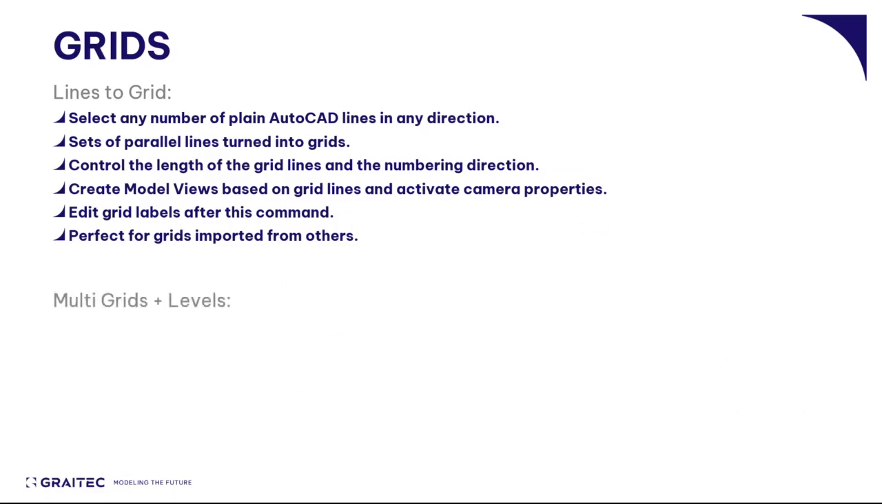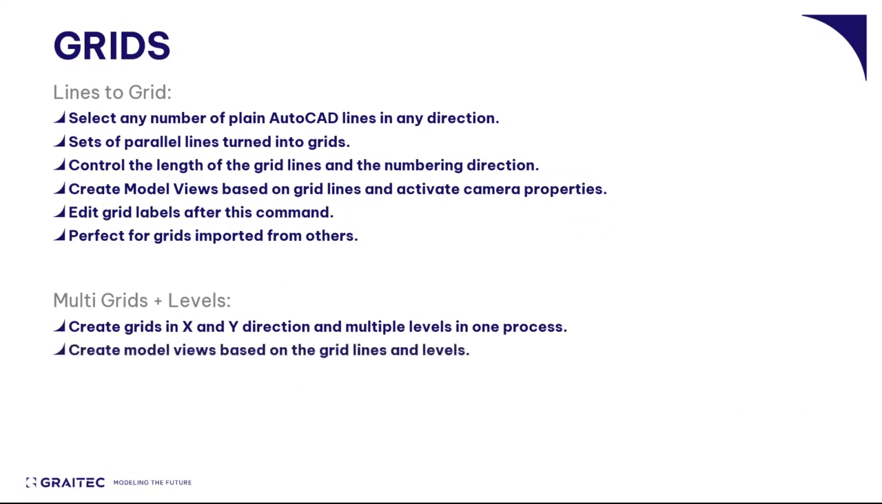The other command we looked at was the multi-grids and levels. And this one's great if you know the dimensions and things or you haven't got anything to inherit. This creates grids in the X, Y directions at the same time and can create multiple levels all in one dialog. So you can also create the model views based on any of those grid lines. And you can activate the camera properties for any of those model views. And should you ever need to, you can edit the whole group, all the X, Y, and levels, all as one set using that special command. So two very nice new commands to make it much easier to create your grids now.